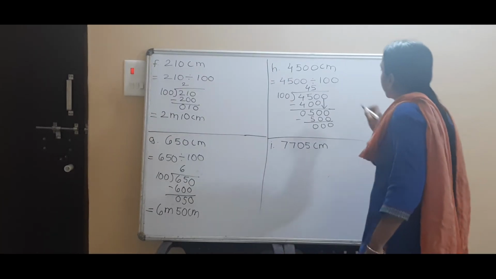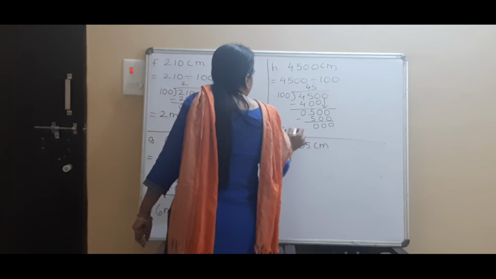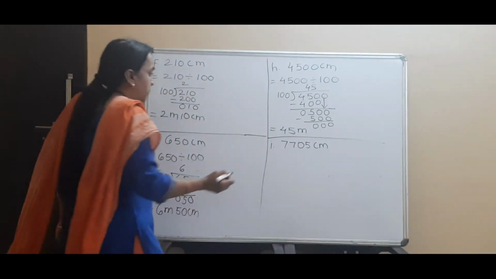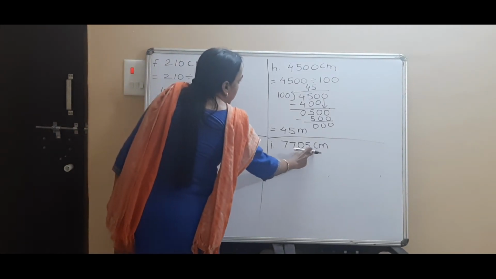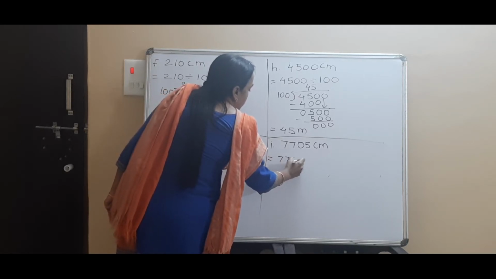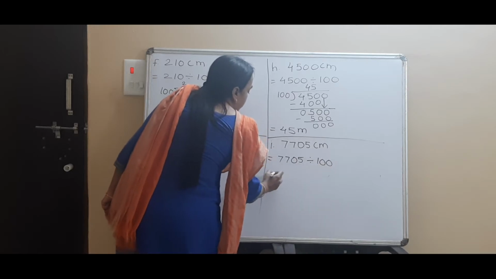Okay, so what is the quotient? Quotient is 45. So 45 meter is our answer. Okay, now see the next question: 7,705 centimeter. So 7,705 divided by 100.